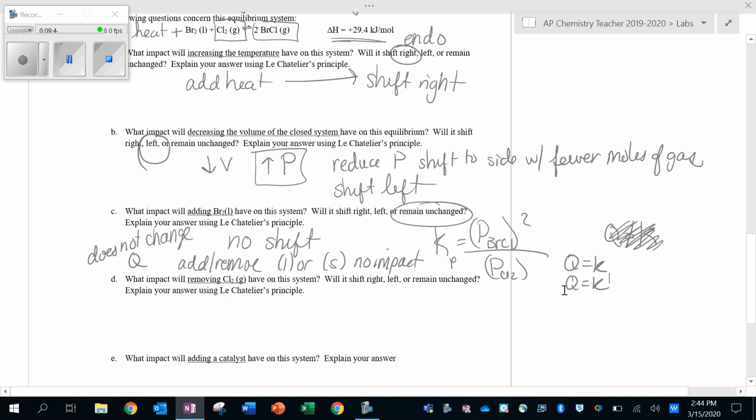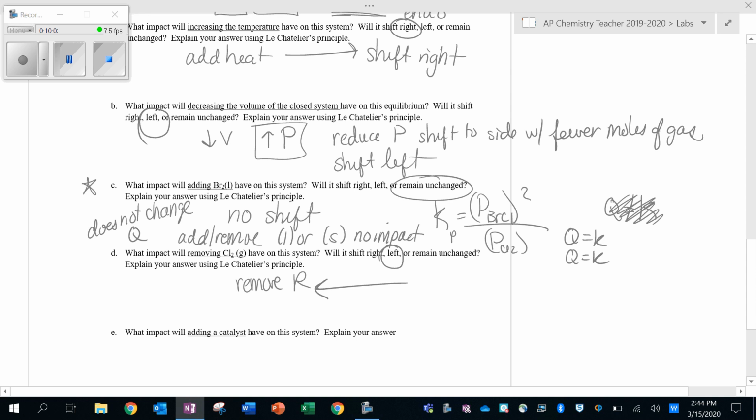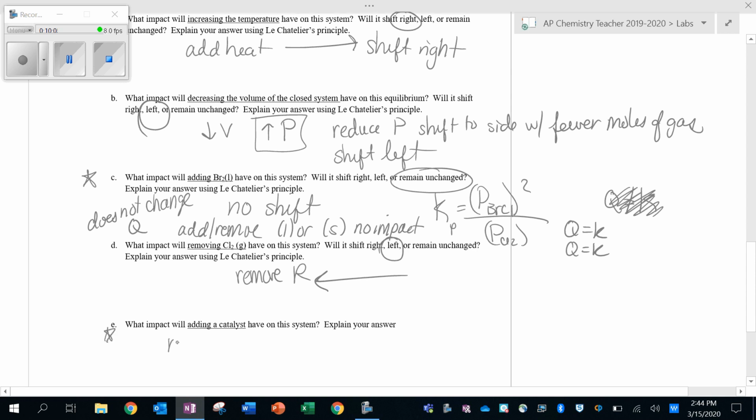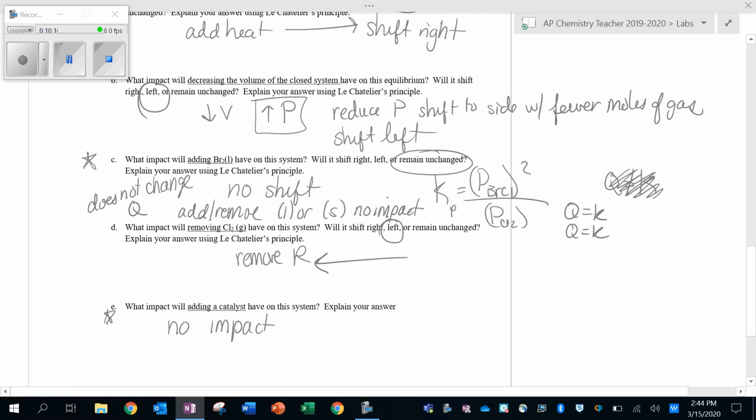So this is a special case here. And this one, removing chlorine gas. Chlorine is part of our K expression, so removing that will have an impact. If you remove reactants, it is going to shift to the left in order to replace those reactants you removed. Adding a catalyst will have no impact on your equilibrium. You will just reach equilibrium faster if you add a catalyst, but adding a catalyst will not cause an equilibrium shift.